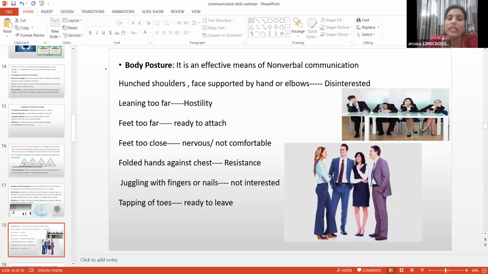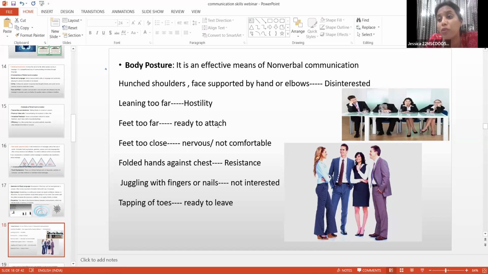Now, whenever we are leaning too far, that shows that we are hostile. These are concepts of body language which are scientifically proven. So hostility is when we are leaning too far away from the patient. When their feet are too far, that means we are ready to attack, or the patient is ready to attack. Feet too close again indicates there is nervousness or discomfort for either the recipient or the sender. Folded hands against chest. Now when we fold our hands against the chest, it indicates resistance.